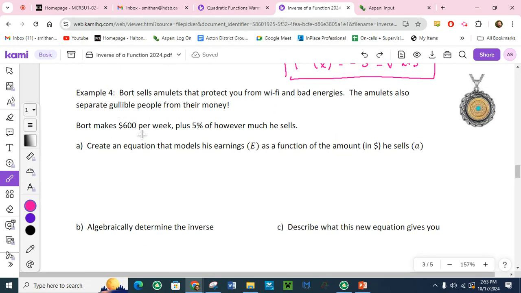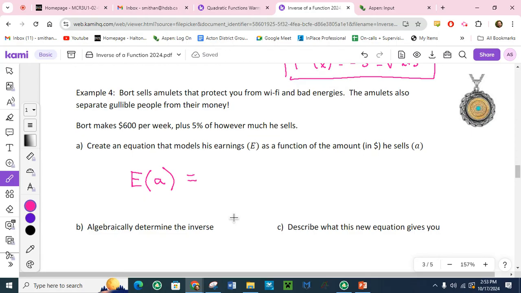But Bort's selling these. And we're going to say his employer, this pyramid scheme, pays him $600 per week, but he also gets 5% of however much he sells. So we're going to time travel back to grade 9 when you learned about partial variation. And we're just going to make a linear function for how much he makes. I'm using E for earnings and A for amulets, the dollar amount of amulets that he sells.